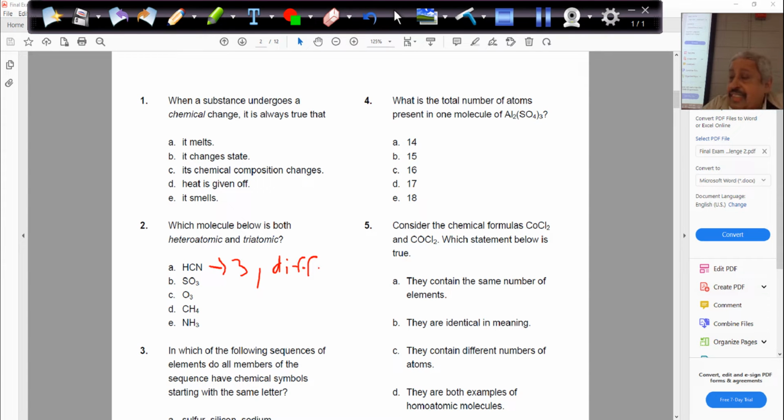How about the second one? How many atoms do we have? 4, correct? 3 oxygens and 1 sulfur. So we have here 4. Some of them are different, okay? So they are different. Although oxygen is the same, in the whole molecule they are different, correct?